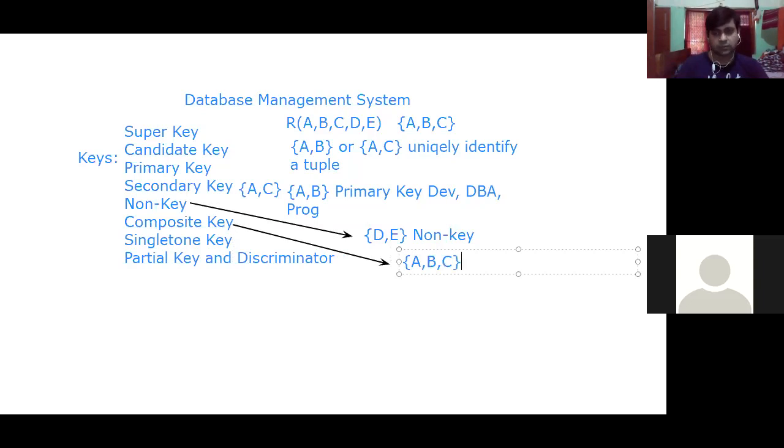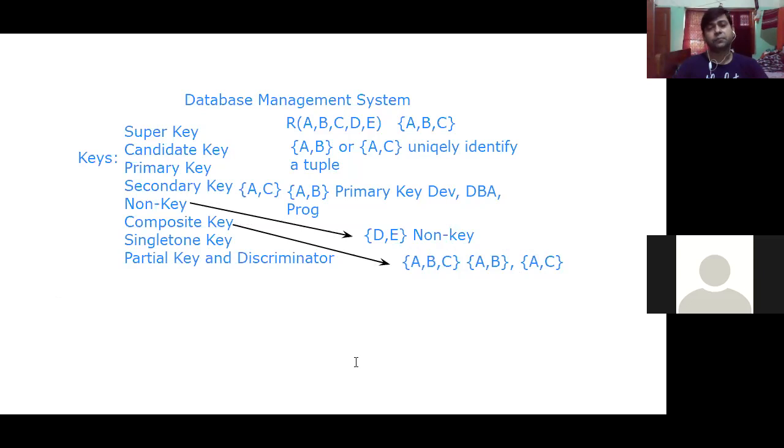This is one of the composite keys. Then A, B, that is a candidate key, but it is a composite key because it contains more than one attribute. So all these are known as what? Composite keys. So these are the examples of composite key. Now what about the singleton key?